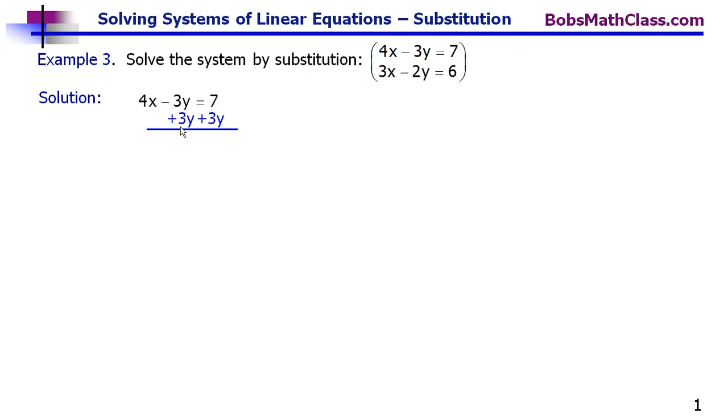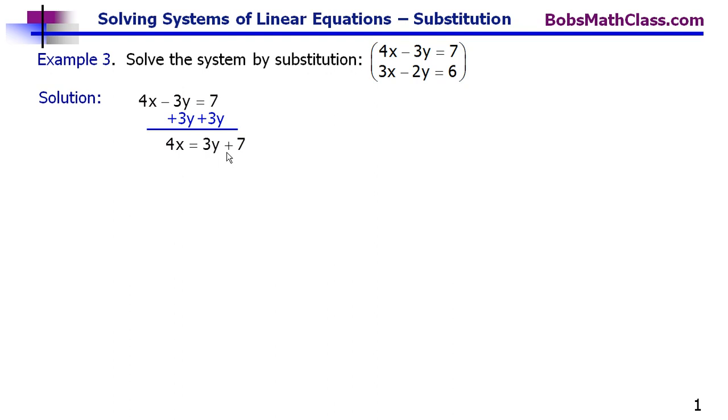Okay, so these 3y's cancel, we're just left with 4x. And then 7 plus 3y, well, they're not like terms, so you can just write 7 plus 3y. So 4x equals 3y plus 7, or 7 plus 3y. It doesn't make a difference how you write it. Okay, one more step to get the x by itself. We need to divide by 4.